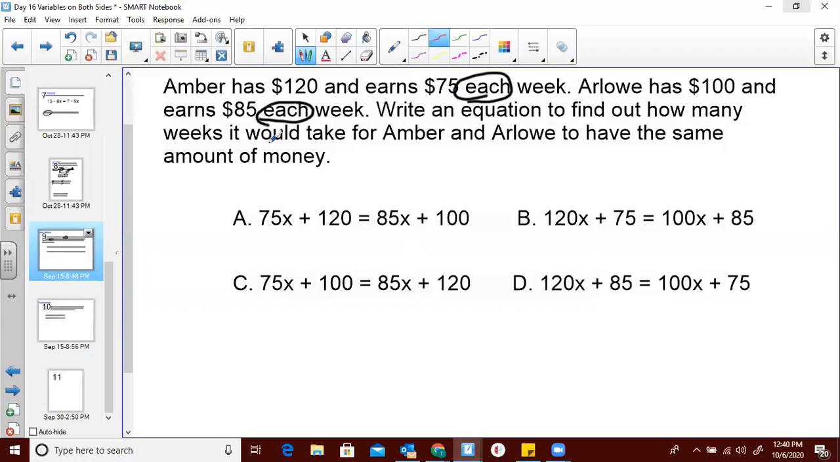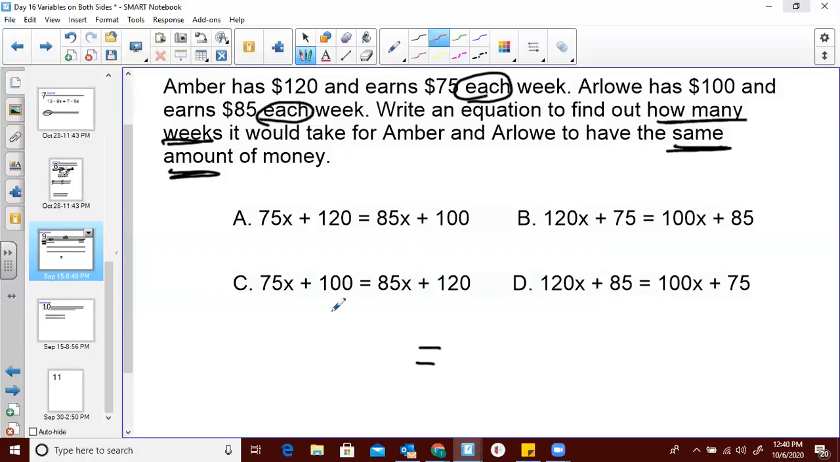Remember these keywords we had last week? Now it says write an equation to find out how many weeks, that's our variable, how many weeks it would take for Amber and Arlo to have the same amount of money. Remember, that was a keyword too. So to have the same amount, they must be equal to each other. All right, so let's start with Amber.